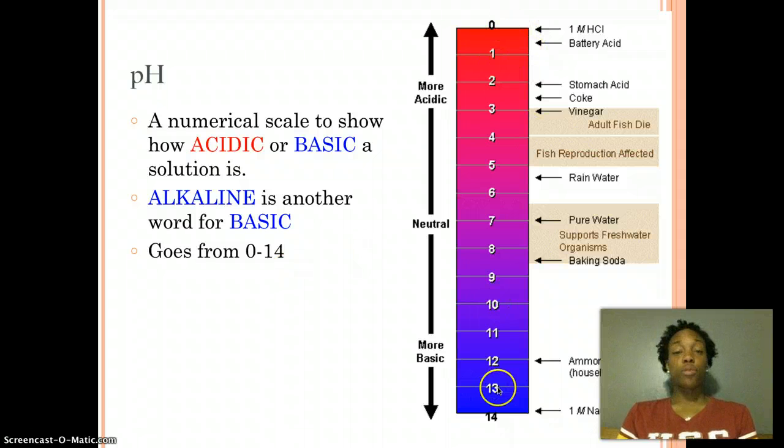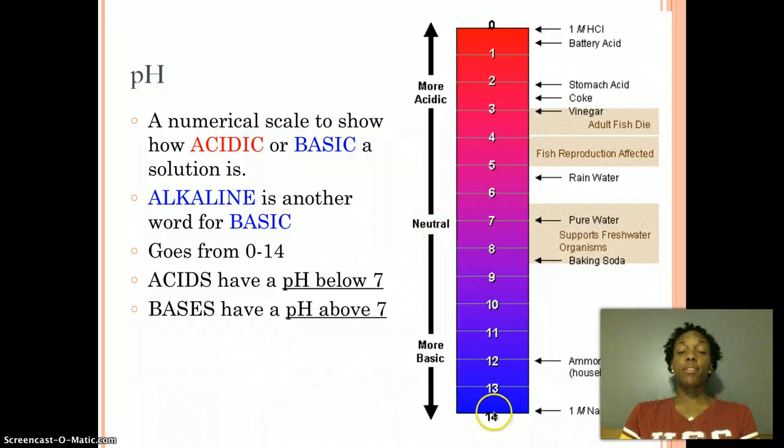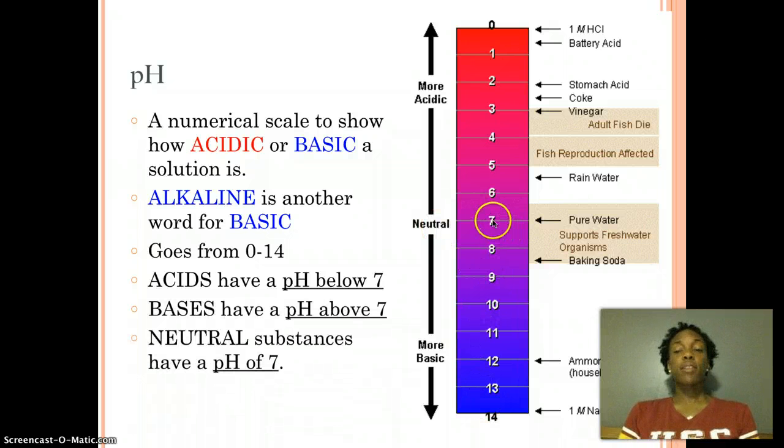The pH scale goes from 0 to 14, as you can see here. So anything that's below 7, remember 7 is right in the middle, that's neutral. Anything that's below that, a smaller number, would be considered an acid. Anything that's above that would be considered a base. And right at 7, we would call that neutral.